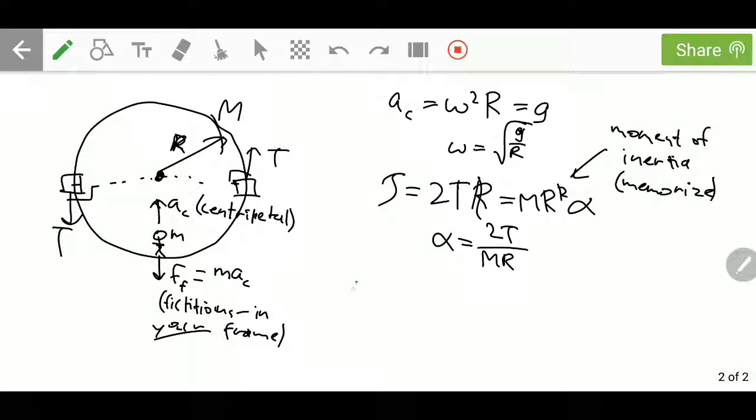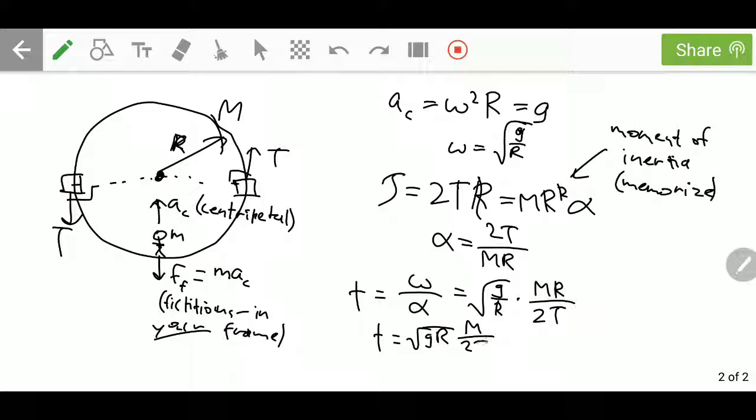Now, how much time do we need? Well, that will be the desired angular velocity divided by the angular acceleration. And so what does that become? That becomes the square root of g over r, divided by alpha, so we multiply by m r over 2T, and thus we get t equals the square root of g r times m over 2T.